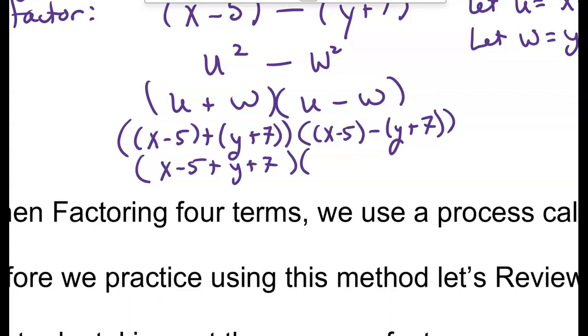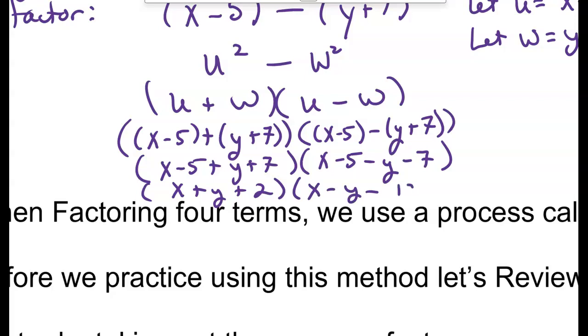Next one, my x minus 5 is fine. What do you have to do? Subtract, right? So that means I need to distribute that negative through the whole quantity. So minus y minus 7. Now you simplify. What do we get here? x plus y plus 2 times the quantity x minus y minus 12. You see why maybe the substitution process is good for some number of problems like that.